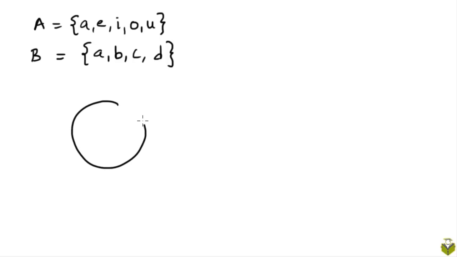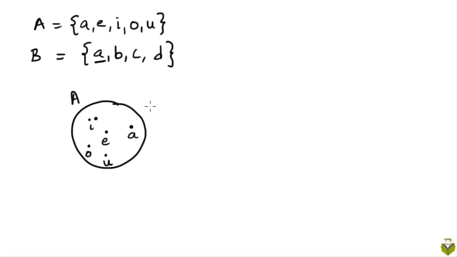Well, again we could represent A as a circle, and this time let's just mark all the members inside A. So let's say this point is A, this point is E, we put I over here, we put O over here, and we put U over here. Now we can make another circle for B, but this time we have to make sure that the element little a, which is found in A, is not represented twice.